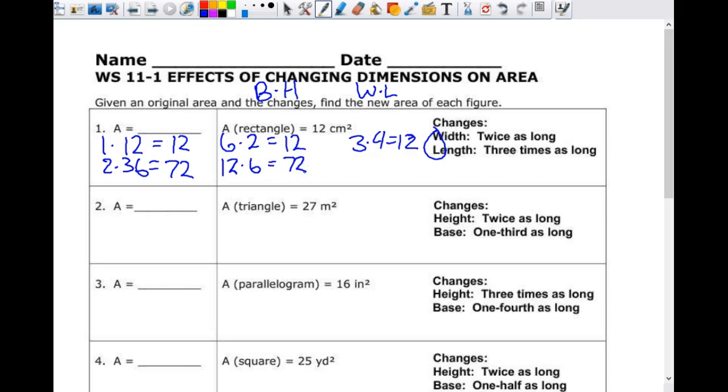Can anyone guess what this is going to end up being? Twice as long as 3 is 6. 3 times as long as 4 is 12. If you look at that, 72. Okay? So the point I'm trying to make there is it doesn't really matter which numbers you choose, as long as they multiply to be 12.